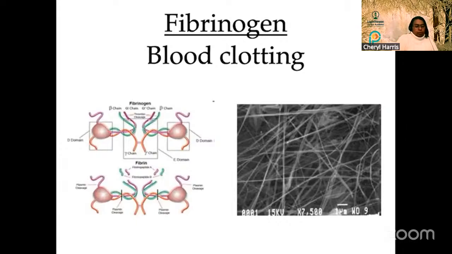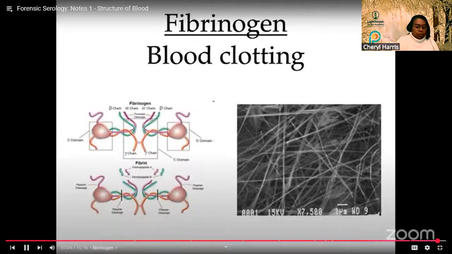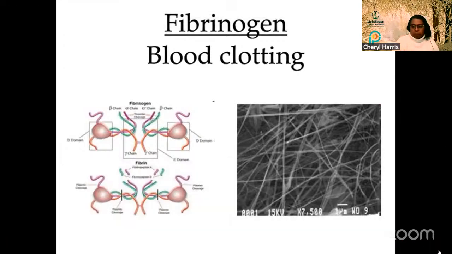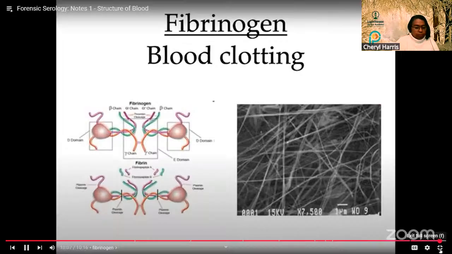So that's it. We've got your basic idea of what blood is made of, the plasma and the cells. And starting next notes, we'll start talking about what kind of tests we can do in order to use that knowledge of what blood is into solving crimes.